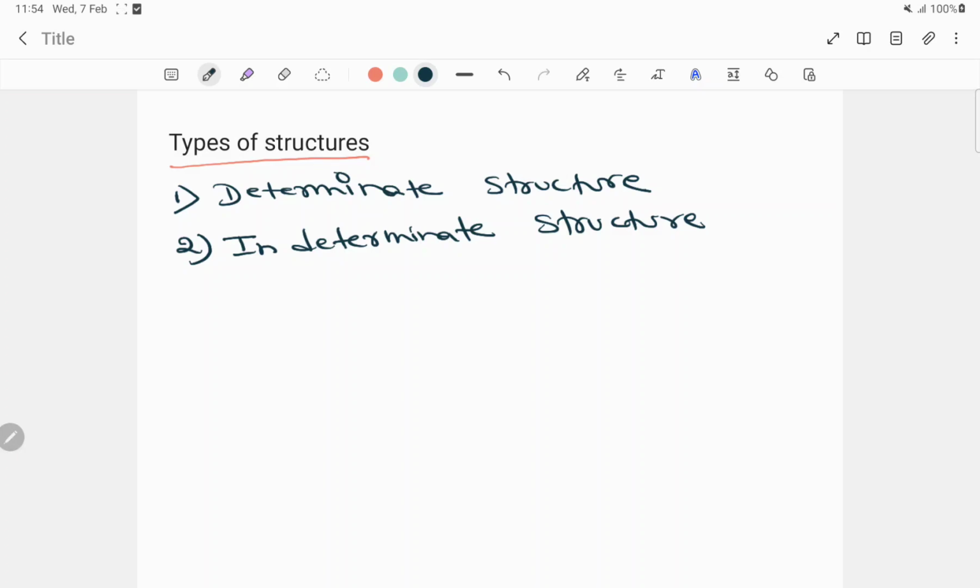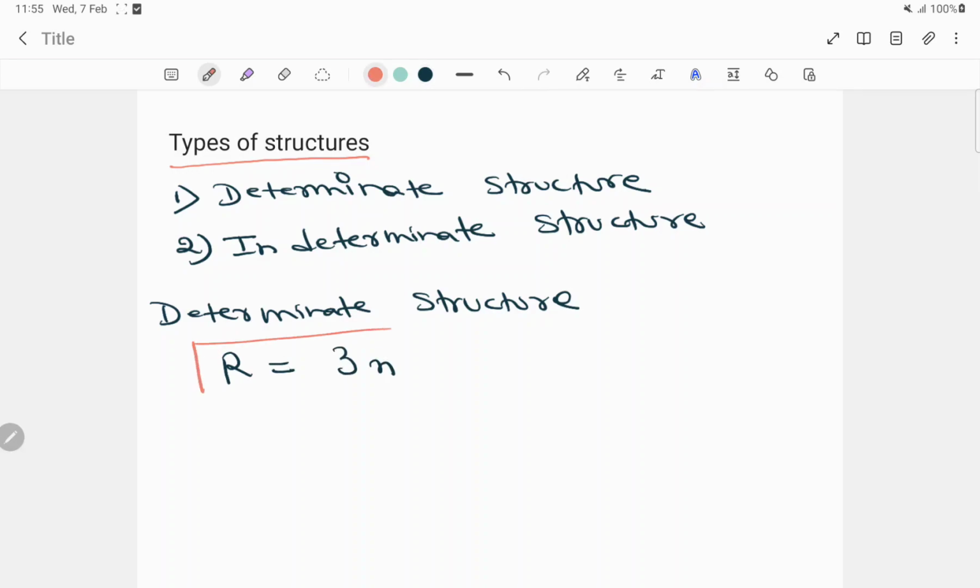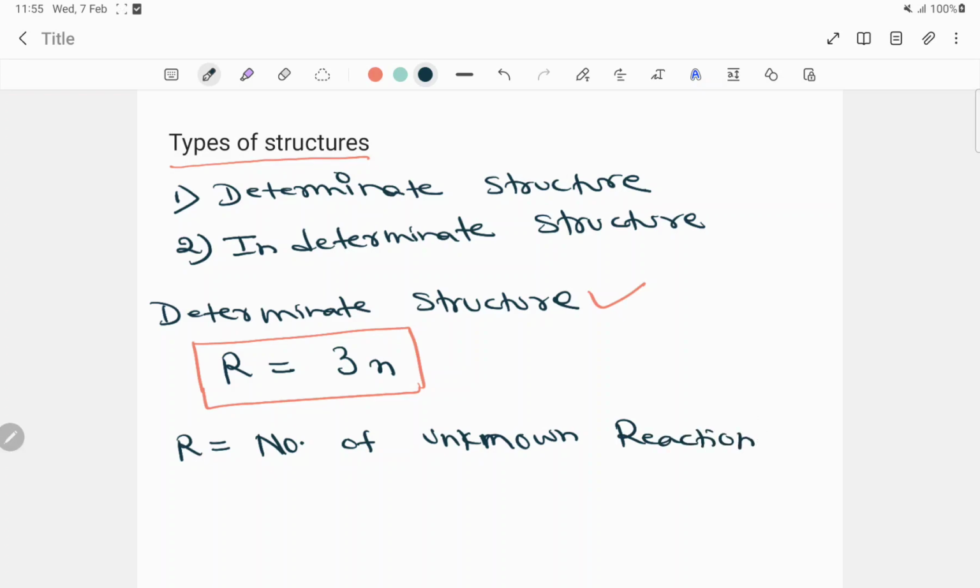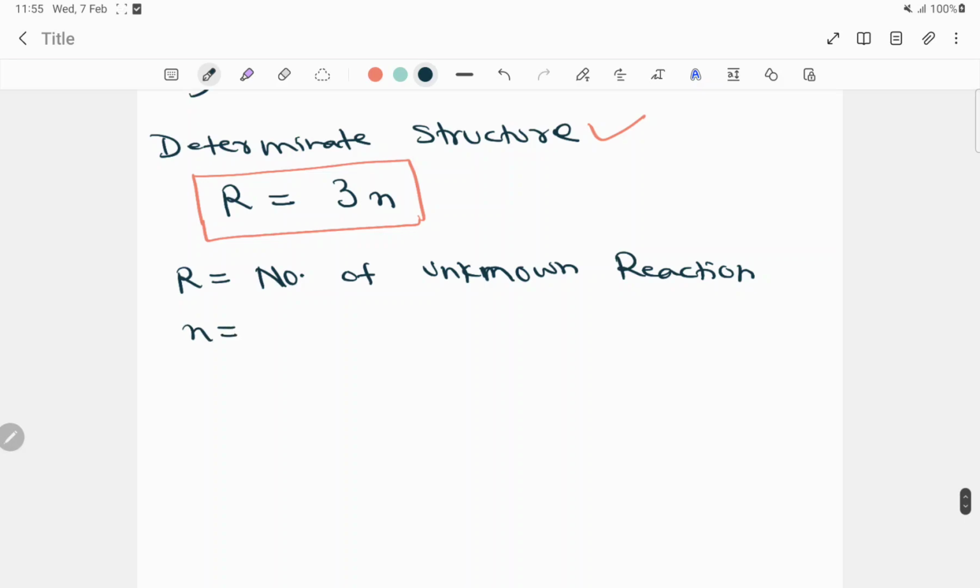So we have a formula for identifying the types of structure. In case of the determinate structure, we have this formula: R is equal to 3n. So this is the formula for identifying the determinate structure. Here R is equal to number of unknown reactions, and n is equal to number of segments.